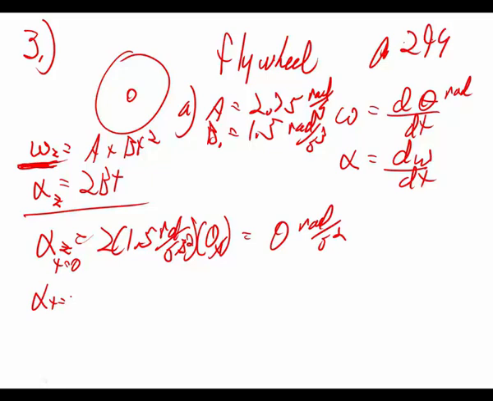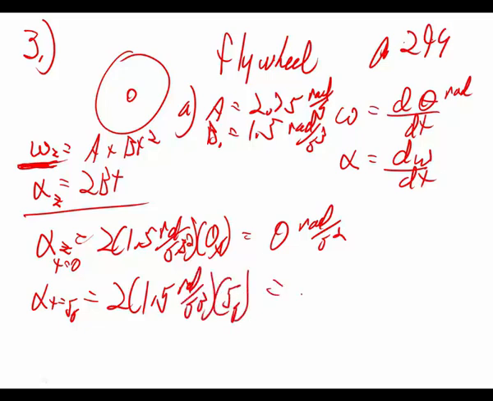At time what, seconds? 5? Yeah, 5. 2 times 1.5 radians per second cubed times 5 seconds. And we get what, 15 radians per second squared. Is that right? Okay, good.